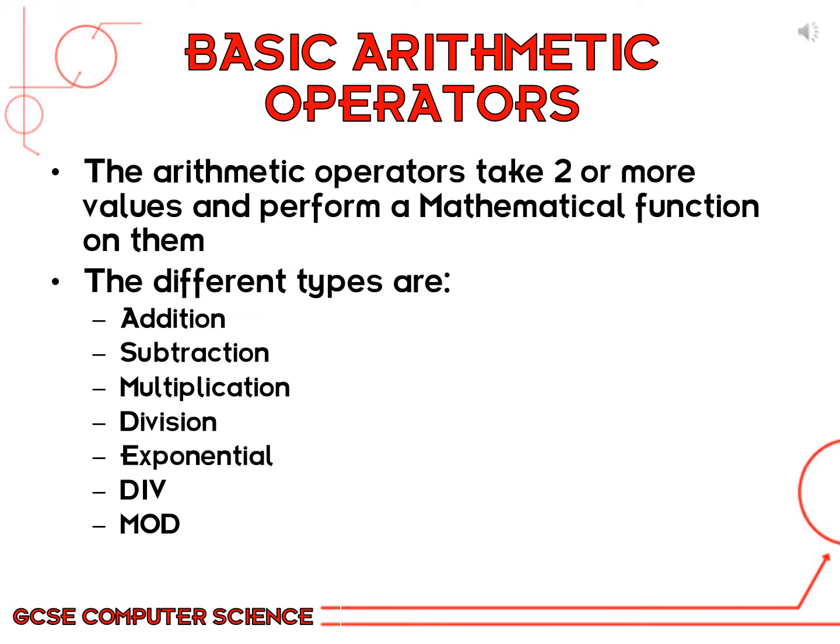So the basic arithmetic operators take two or more values and perform a mathematical function on them. The different types of arithmetic operators are addition, subtraction, multiplication and division. These are the ones that you will use all the time and have been in maths for probably the last 10 years at least. Then you're left with exponential, div and mod, which we're going to look at as we go through.